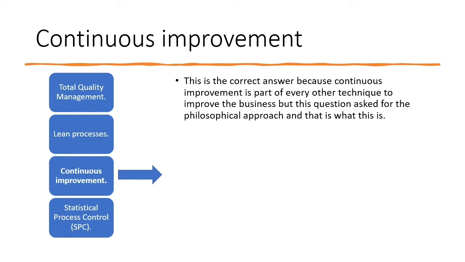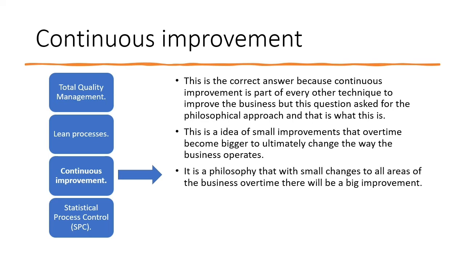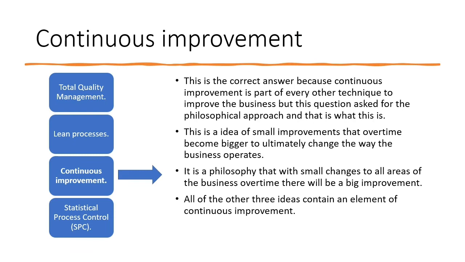Lastly, there is continuous improvement. This is the correct answer because continuous improvement is part of every other technique to improve the business, but this question asks for the philosophical approach, and that is what this is. This is an idea of small improvements that over time become bigger and ultimately change the way that the business operates. It is a philosophy with small changes to all areas of the business over time, there will be a big improvement. All of the other three ideas contain an element of continuous improvement.